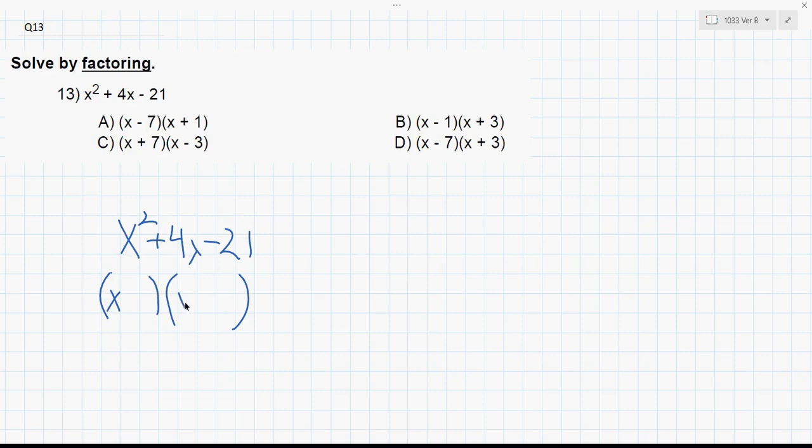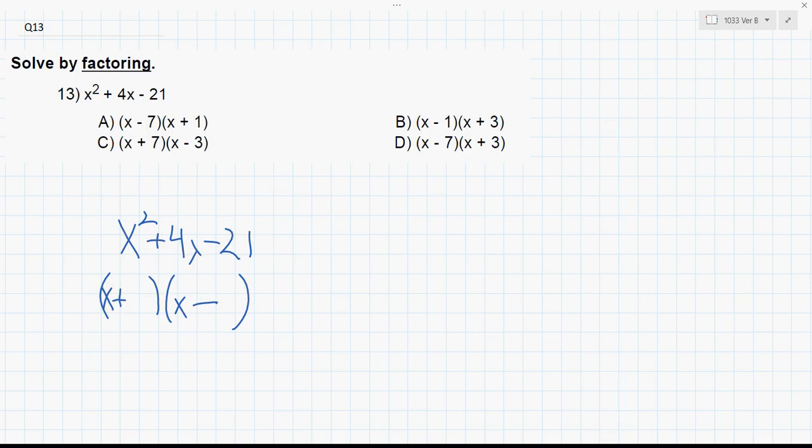Forget my... Come on, seriously? X times x, and then we're going to bring down the positive number, so positive value there, and then we will do positive times a negative makes a negative value. Just cannot win with this thing today.